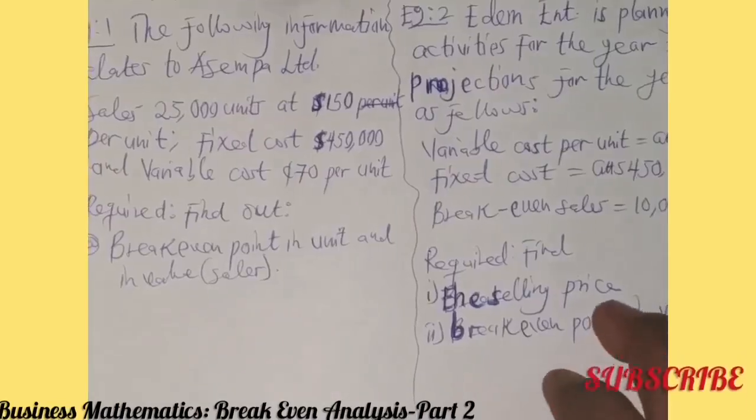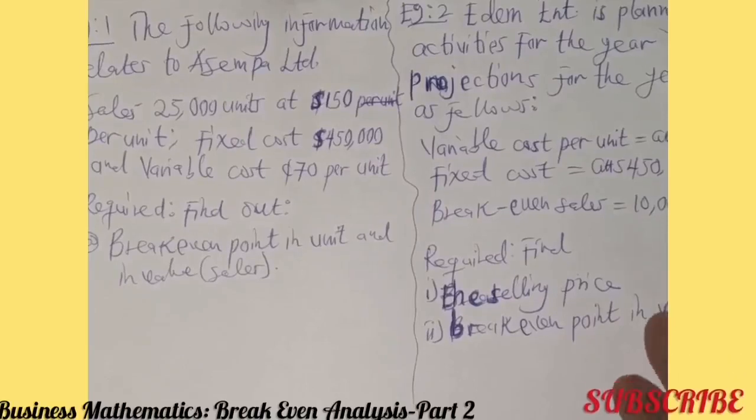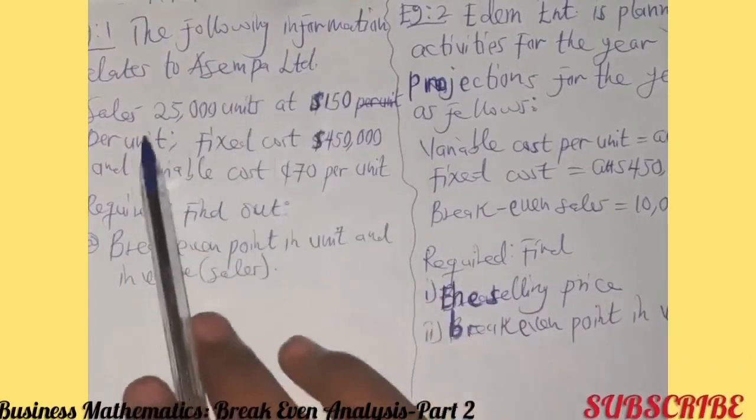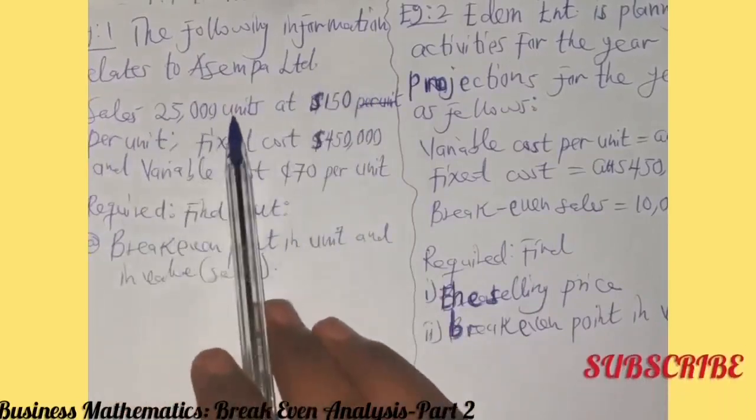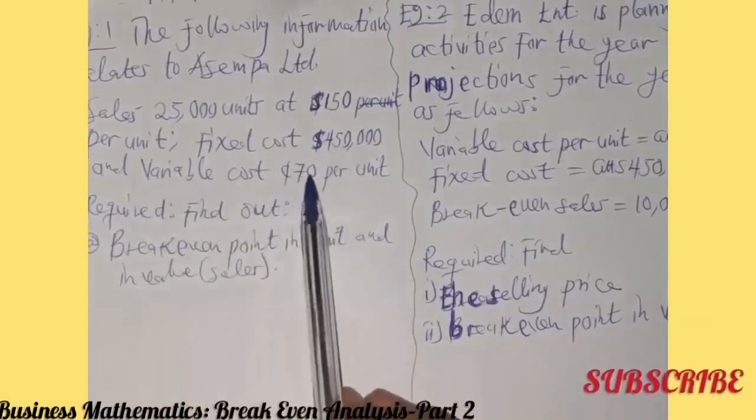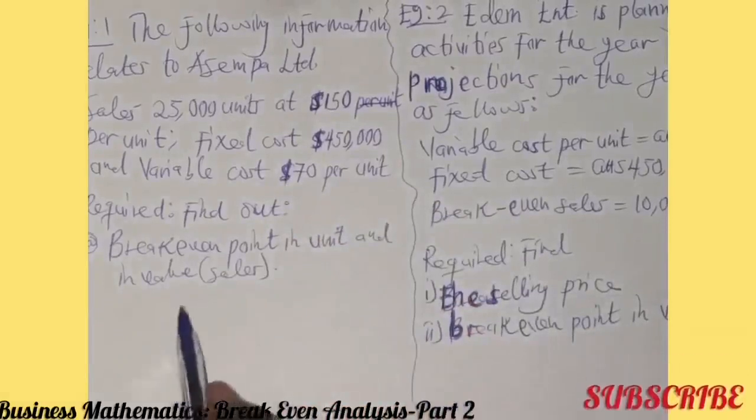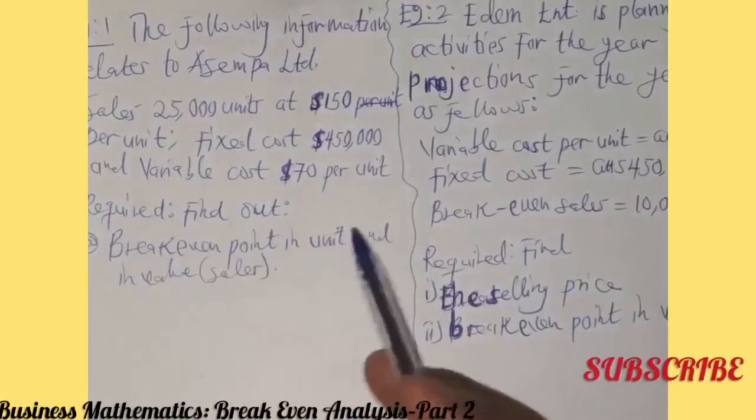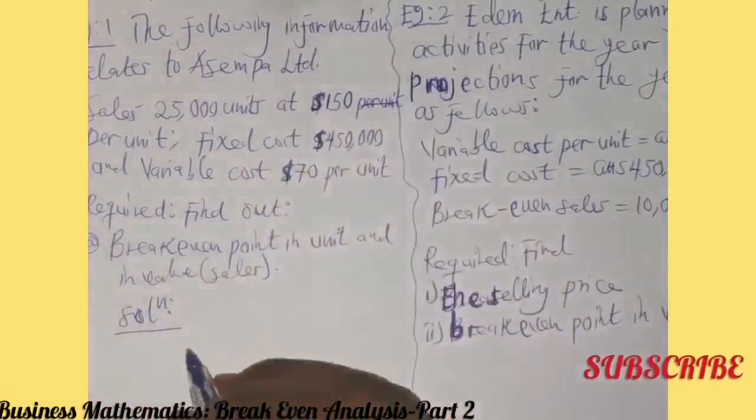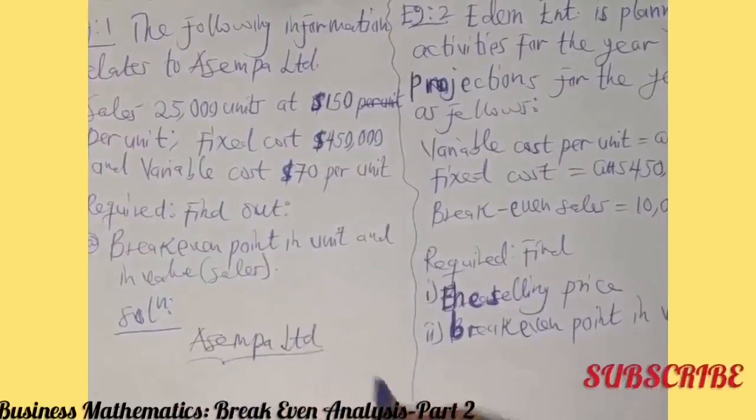All right, so we are continuing with an example. We have two examples here, so we are going to take the first one, go through how we're going to solve it, then we take the second one as well. So let's see. The following information relates to Action Park Limited. Action Park Limited sales 25,000 units at $150 per unit, fixed cost $450,000, and a variable cost of $70 per unit. So we are asked to find out the break-even point in units and in value. So how do you go about having your solution here? Remember, Action Park Limited as a name, so we need to have that one.